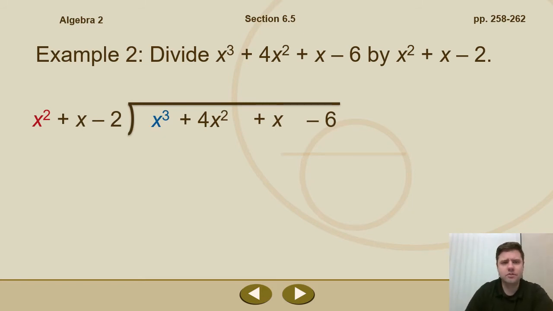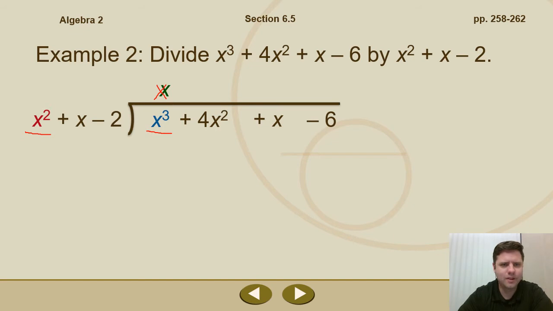And all we have to do is look at the first term here, this x cubed, and look at the first term in our polynomial outside here, and we ask, what do we have to multiply that x squared by in order to get to an x cubed? Obviously, what we need to do is multiply it by another x, right? If we multiply it by another x, we'll get the x cubed. So that's what we do.